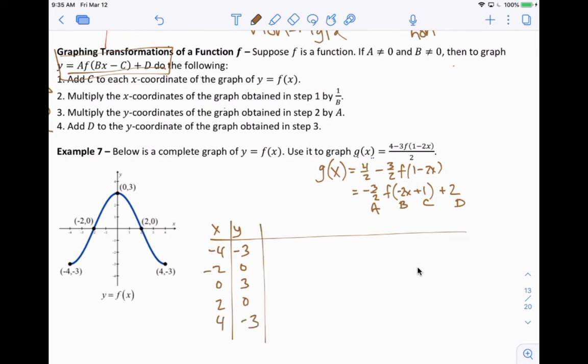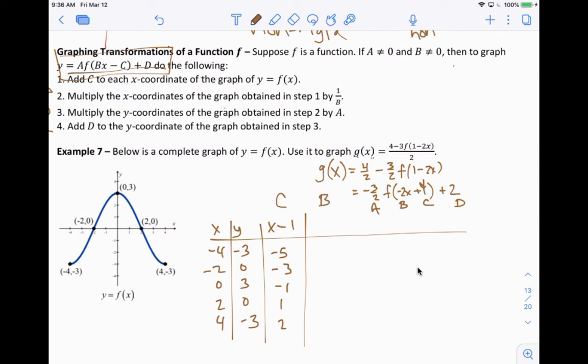Now we're just going to follow the list on how to transform this. Add C to each of the coordinates. So it looks like we're going inside as we possibly can. We're going to add -1, because it's minus -1, to each of the x's. So x minus 1. This is our C idea. So -5, -3, -1, 1, and 3. That should have been a horizontal translation. Hey, look at that. Everything moved left one.